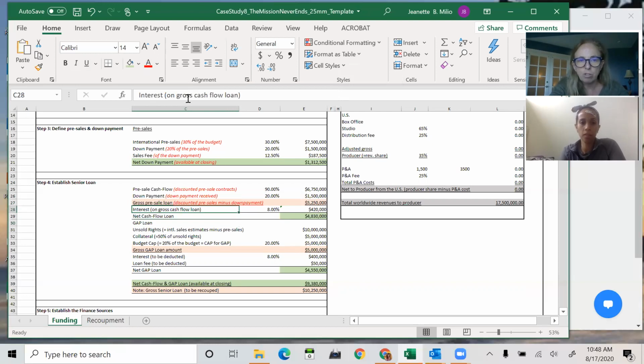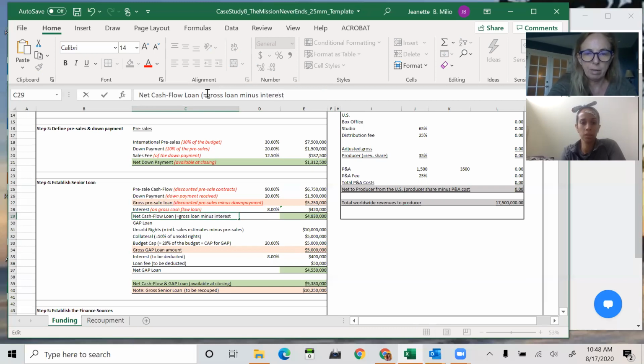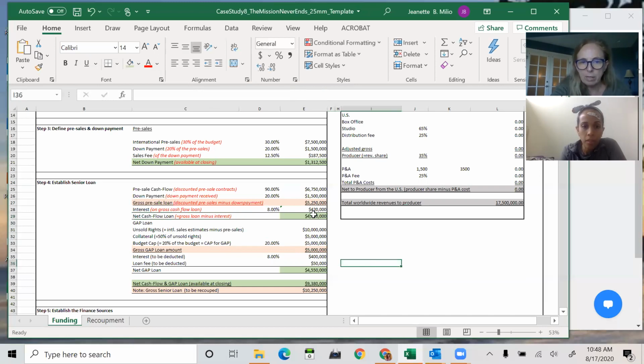And then the bank is going to charge you an interest on your gross loan amount, because that's what the bank is giving you. They're giving you $5,250,000, and you're going to get an interest charged on that, which is 8% in our case, and that's $420,000. So we have to deduct this interest from our gross bank loan. So I'm going to say this is gross loan minus interest. So you remember how you got there, yes? Make these steps in red. So there we go. This is how you got to this number.